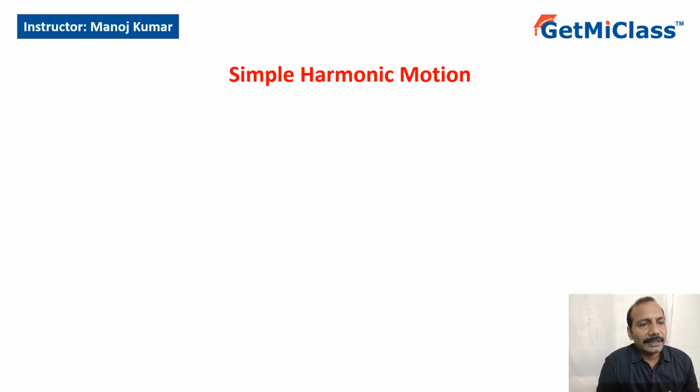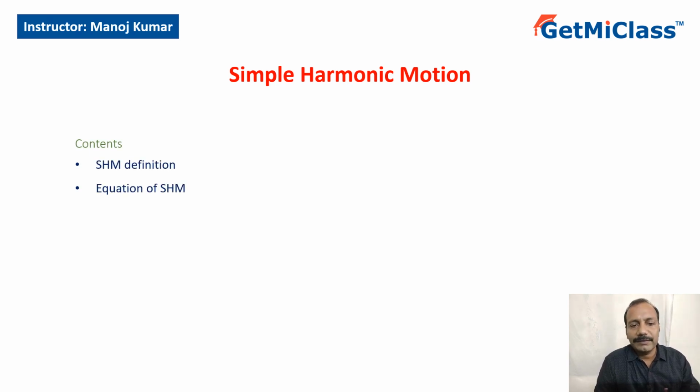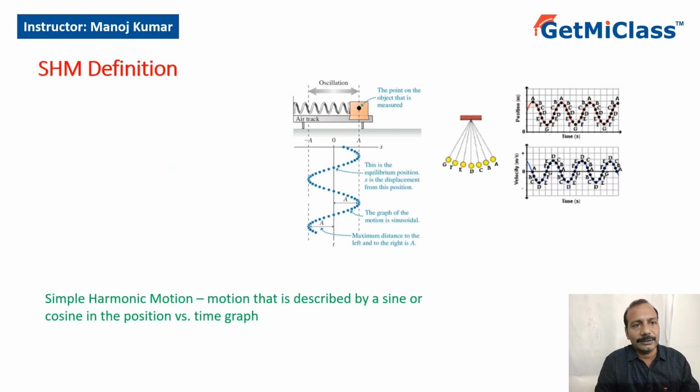Now let's move on to the next topic, that is simple harmonic motion. In this video, we'll be just discussing the basics of simple harmonic motion. That is, we'll try to define what is simple harmonic motion. Then we'll try to give an equation of simple harmonic motion and try to understand it. Then the various parameters associated with simple harmonic motion, that is position or displacement, velocity of SHM, acceleration of SHM. These are the things that we are going to look at in this particular video.